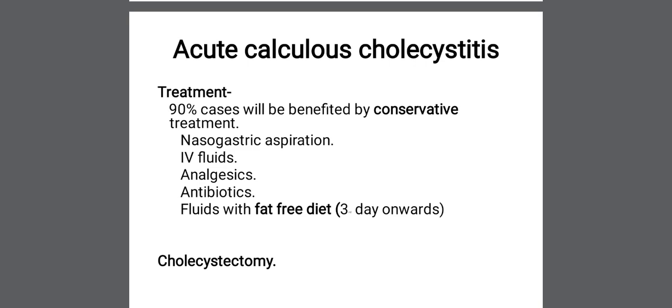And the subsequent management is, when the signs of inflammation decrease, then the nasogastric tube is removed, and the IV fluids are followed by a fat-free diet. Then you have to start a fat-free diet. And the cholecystectomy is performed after the acute attack is completely resolved. Usually 3 weeks later you have to do the cholecystectomy, that is after the acute attack is completely resolved.